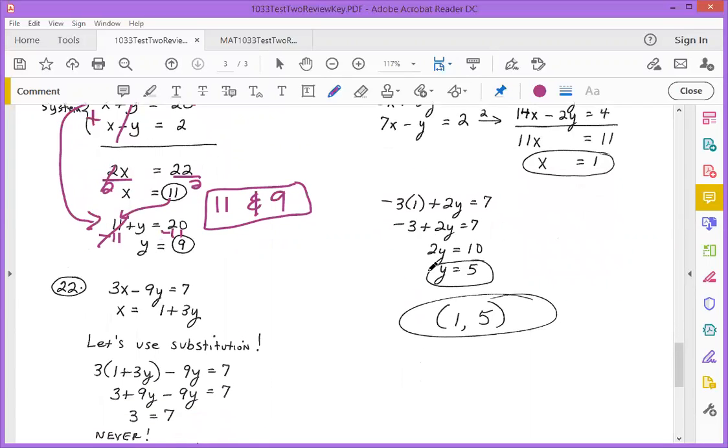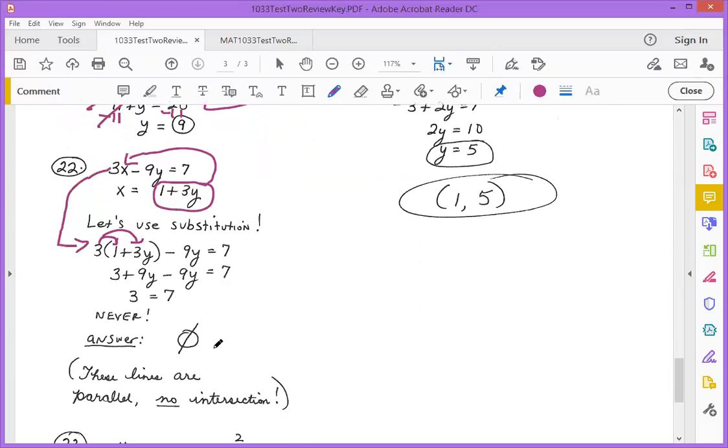Now for 22, we have 3x minus 9y equals 7, and x equals 1 plus 3y. Because we have x by itself, we can take that 1 plus 3y and substitute it into that initial, the first equation, where we see x. So instead of 3 times x, we have 3 times 1 plus 3y. We're going to distribute there.